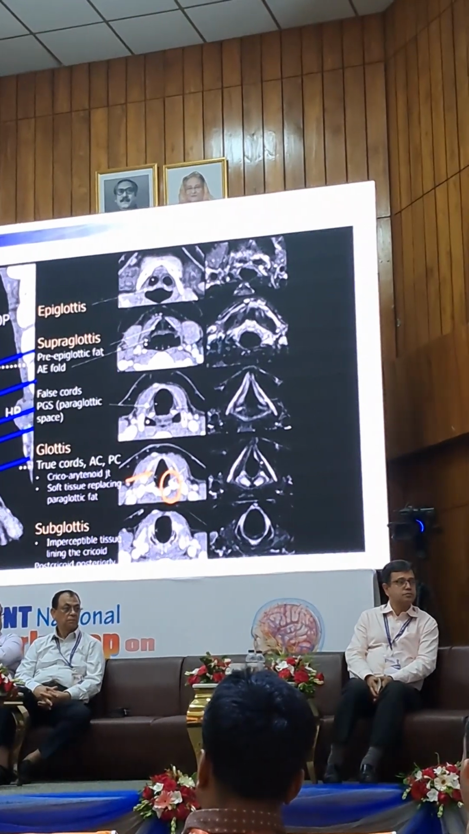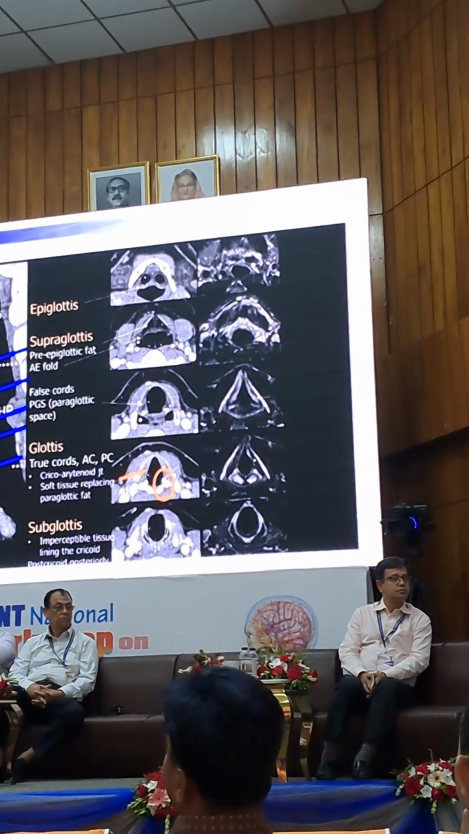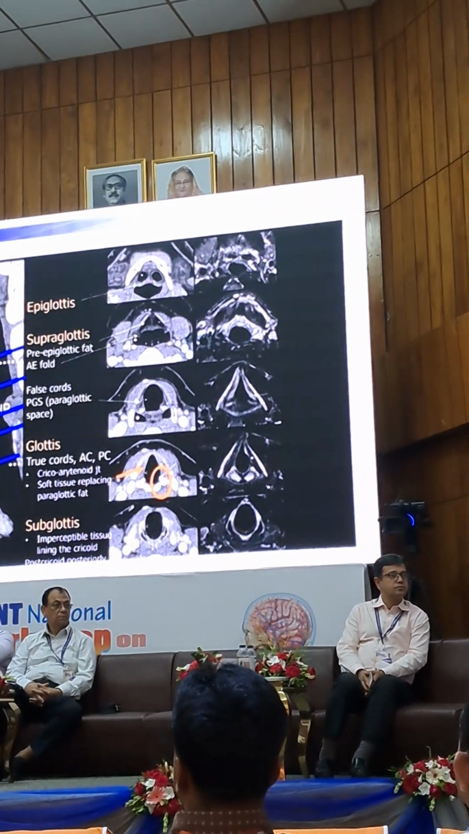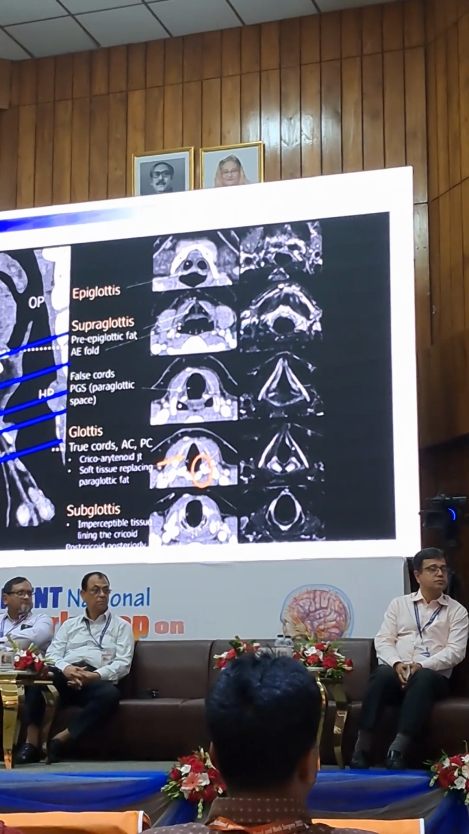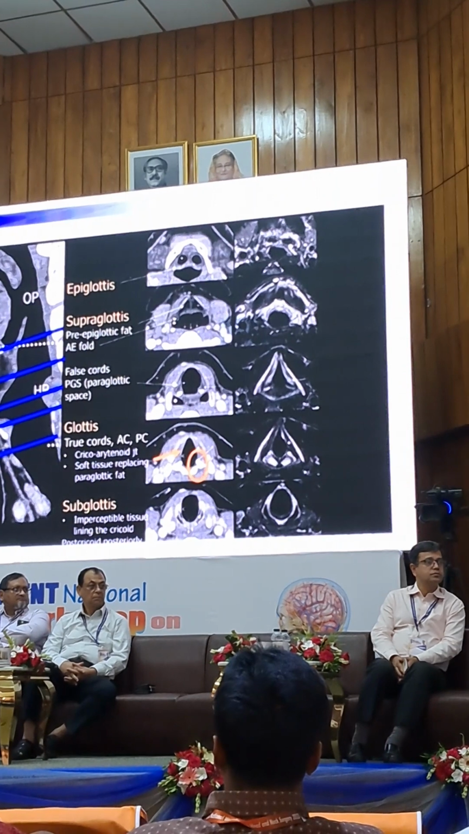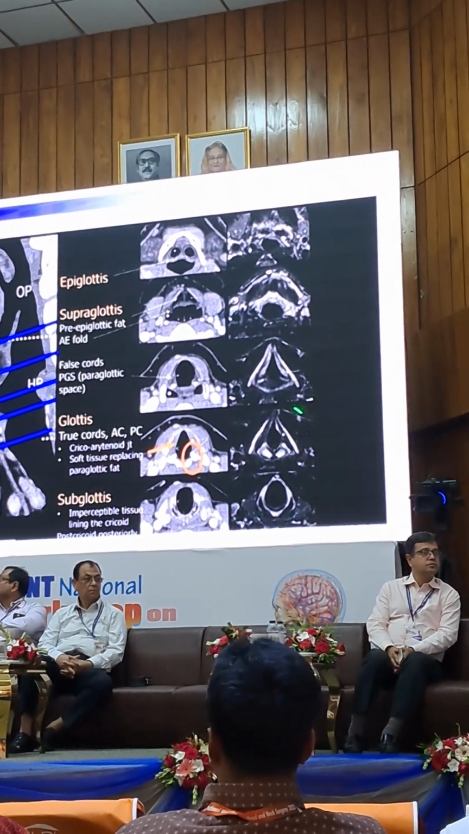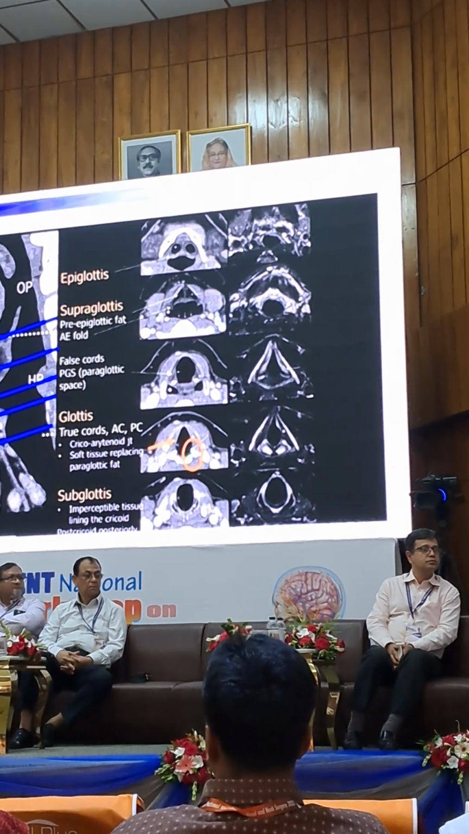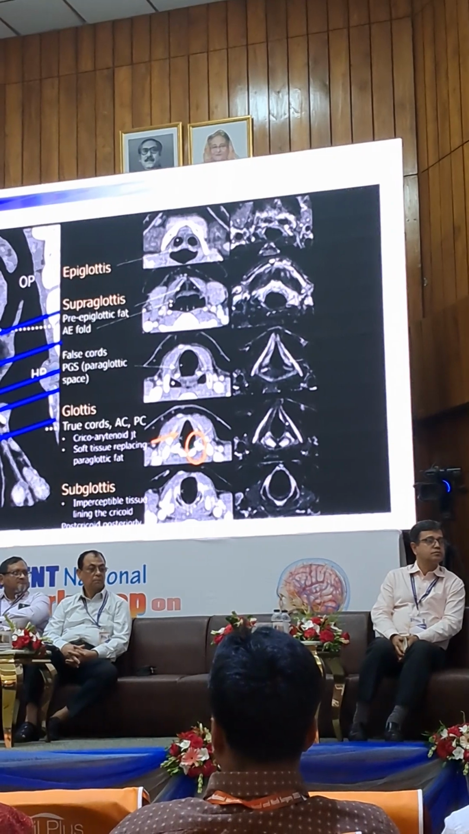And then at the level of glottis, how do we identify glottic areas in CT scan? First, we see this circular area. This is the joint of cartilage. This is the cricoid and arytenoid, the cricoarytenoid joint. Here is the cricoarytenoid joint. When the cricoarytenoid joint appears in CT scan, it is the glottic area.